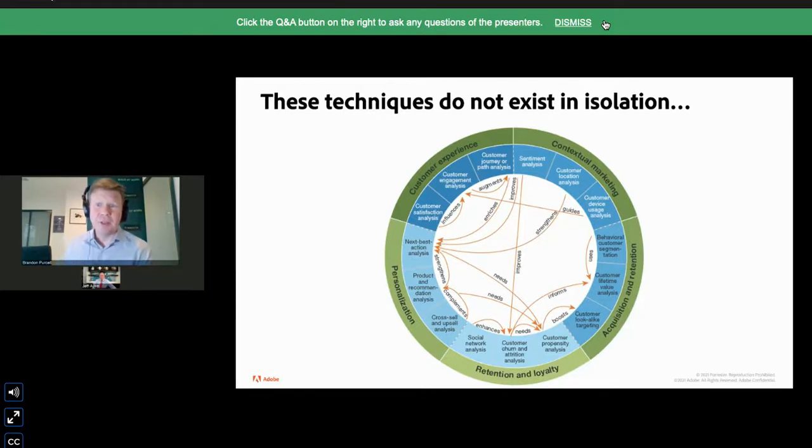Now, if you look at all of the arrows in the middle of this diagram, you'll quickly see that there are a lot of interdependencies between these techniques. You might start by building one of these models, but eventually you'll have a lot of these models and they may inform each other or work together to drive some sort of insights-driven experience for your customers.